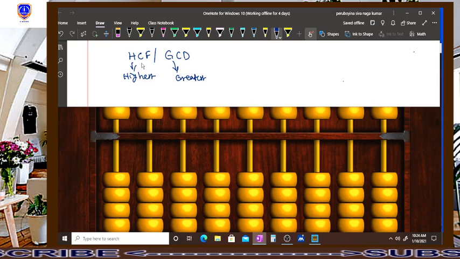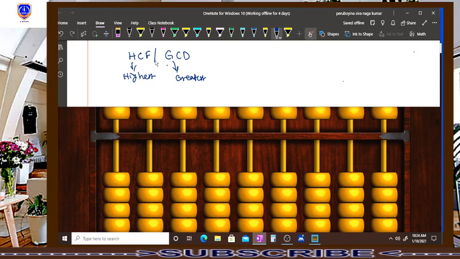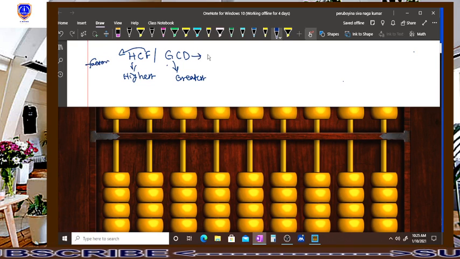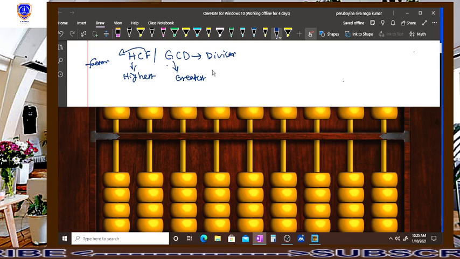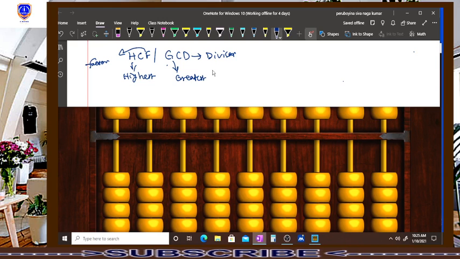Take a look at the words HCF and GCD. Both have their meaning. Here H stands for highest and G stands for greatest. C stands for common in both of these words, and F stands for factor. D stands for divisor. So that is the meaning of HCF and GCD.